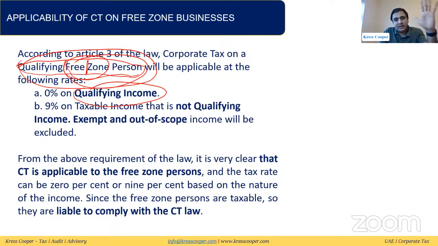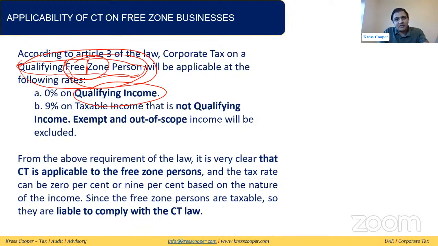We have discussed 4 things, as I mentioned earlier: free zone, free zone person, qualifying free zone person, and qualifying income. So from this definition, it is very clear that corporate tax is applicable to free zone persons as well.